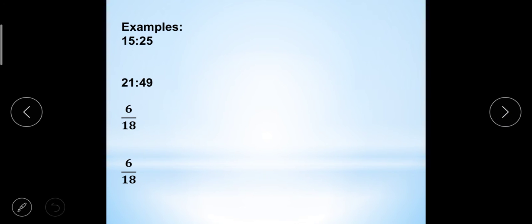Okay, so let us see this example. This one is, isi-simplify lang natin ha. 15 and 25. What is the common factor? Princess. Common factor of 15 and 25. Isi-simplify lang natin tong ratio ha.